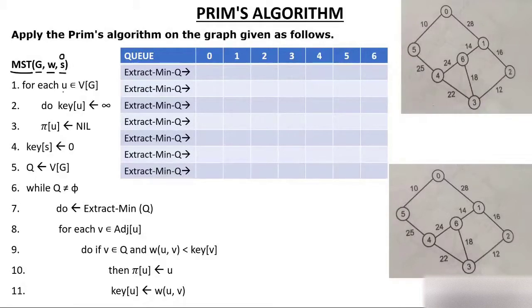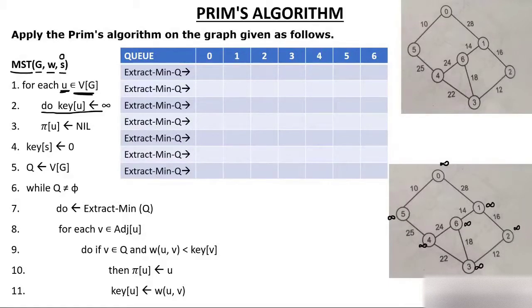For each u, that is, for each vertex belonging to the vertices of the graph, make the key of every vertex infinity. Pi of u, pi meaning the parent of u, is nil, since we cannot say who will be the parent of 5 or who will be the parent of 1. So the parent of every vertex is nil.